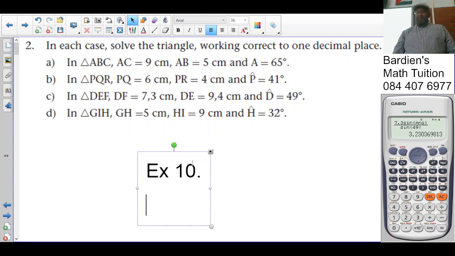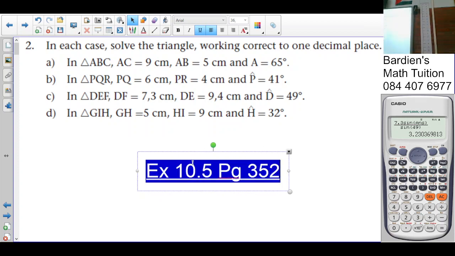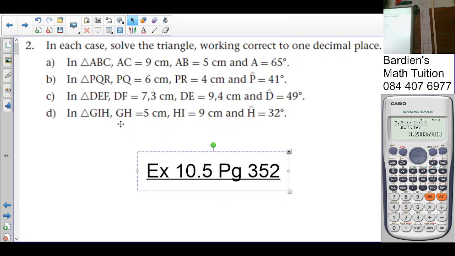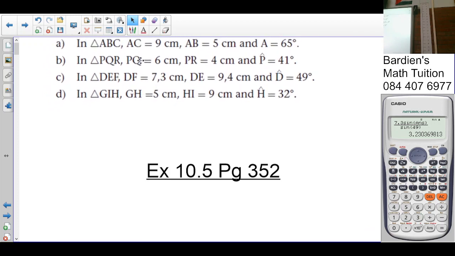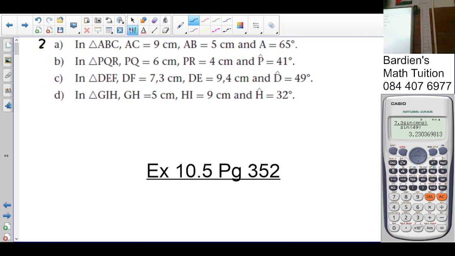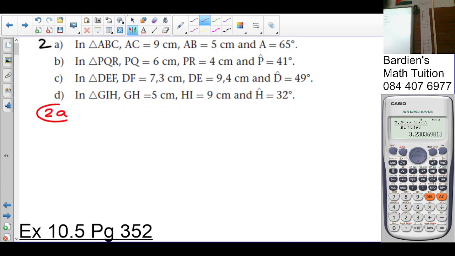This is exercise 10.5 on page 352. Number 2A. Alright, so in triangle ABC, we just draw the triangle ABC. Length AC is 9, AB is 5.